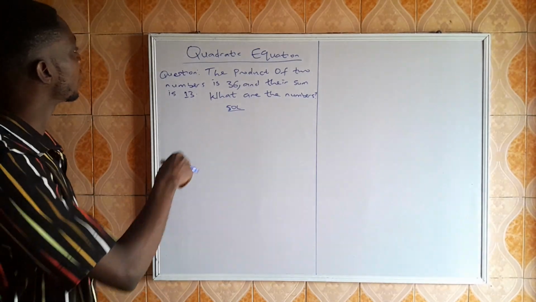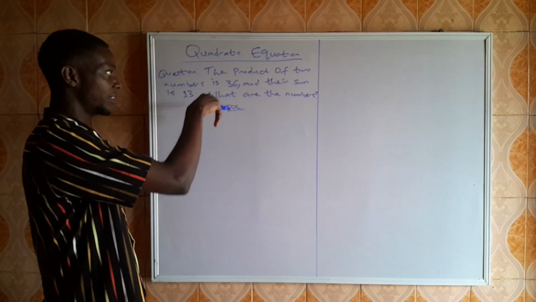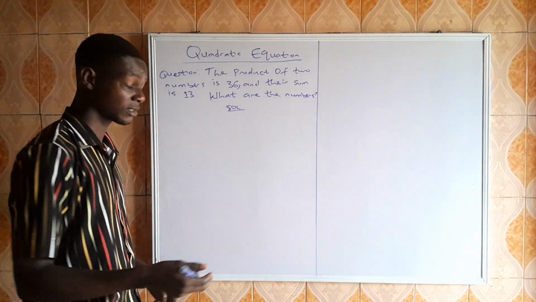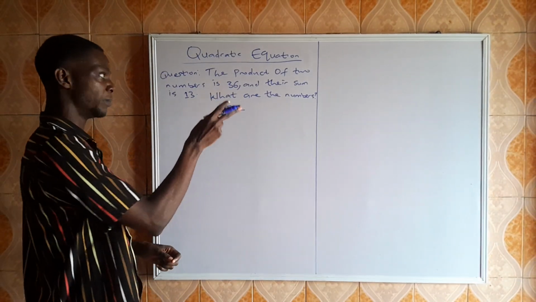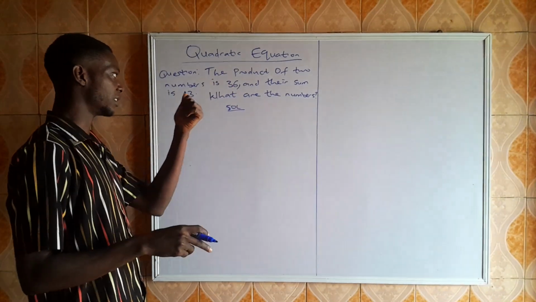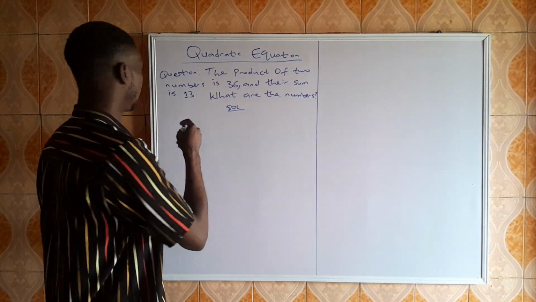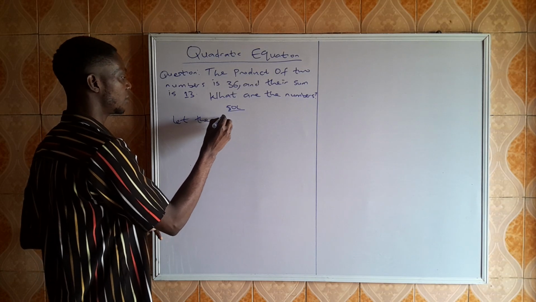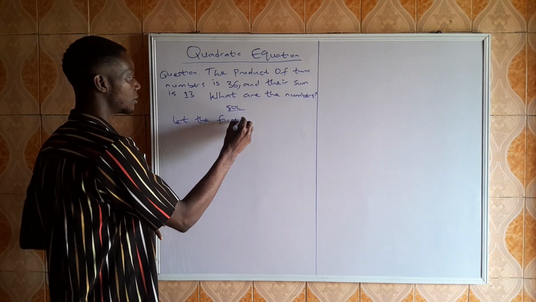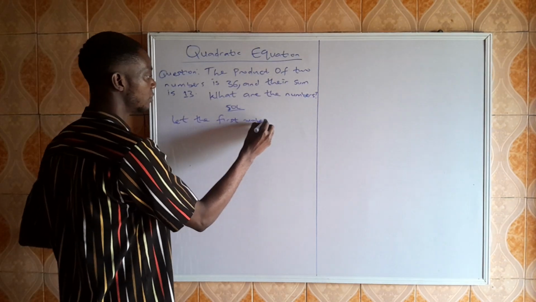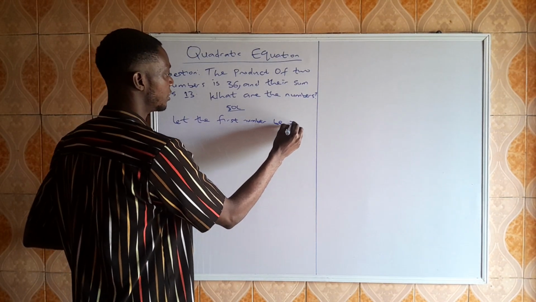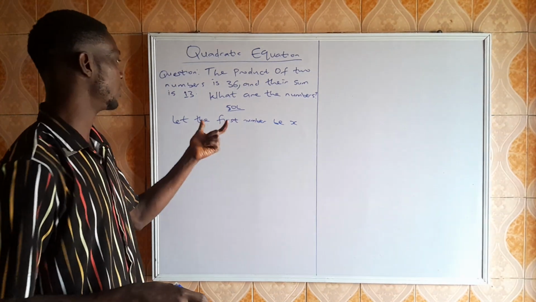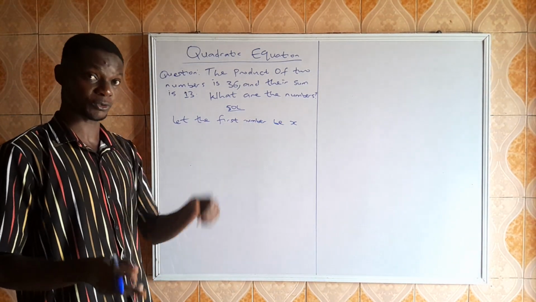Now, we're given that the product of two numbers is 36 and their sum is 13. What are the numbers? So, we want to find two numbers whose product is 36 and whose sum is 13. Now, let the first number be s. We don't know the two numbers, but we want s to represent the first number.